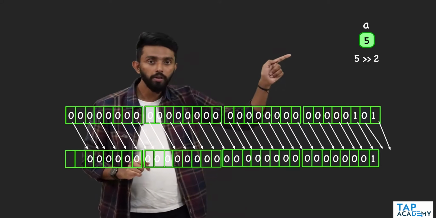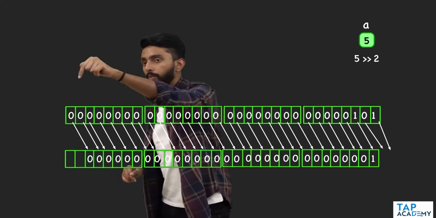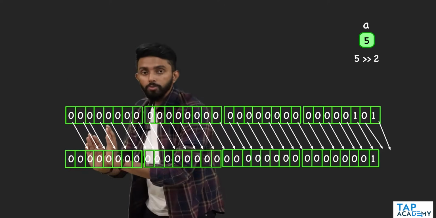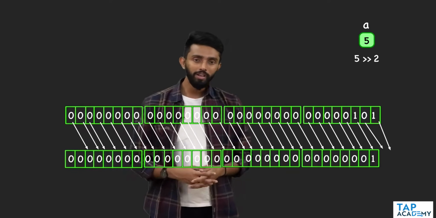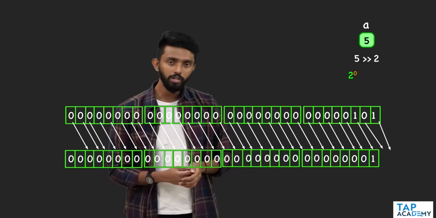The right shift operator will always use the most significant bit as the filler, and the most significant bit is 0 because it is positive, and the same 0 is propagated. As you can see, zeros got filled. How are we able to think about this? Obviously there is only a single one, and that is at the 2 to the power 0th position.